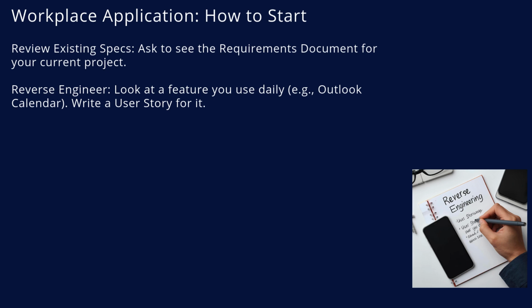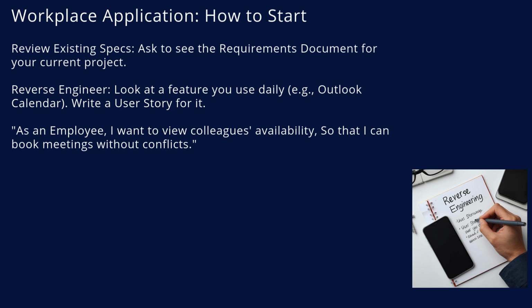Next, practice reverse engineering. Look at a tool you use every day, like your Outlook calendar. Try to write the user story that would have created that feature. As an employee, I want to view colleagues' availability so that I can book meetings without conflicts. Doing this trains your brain to think in specifications.